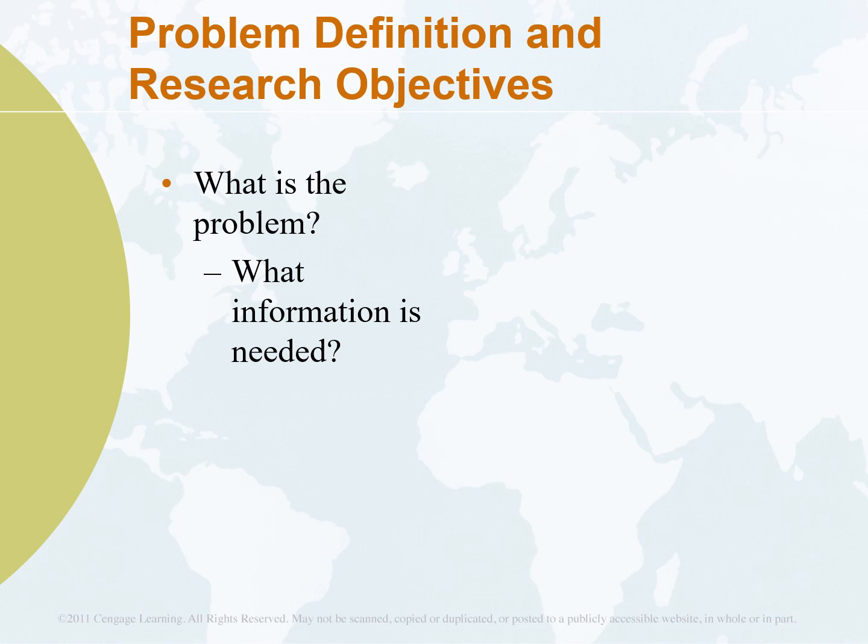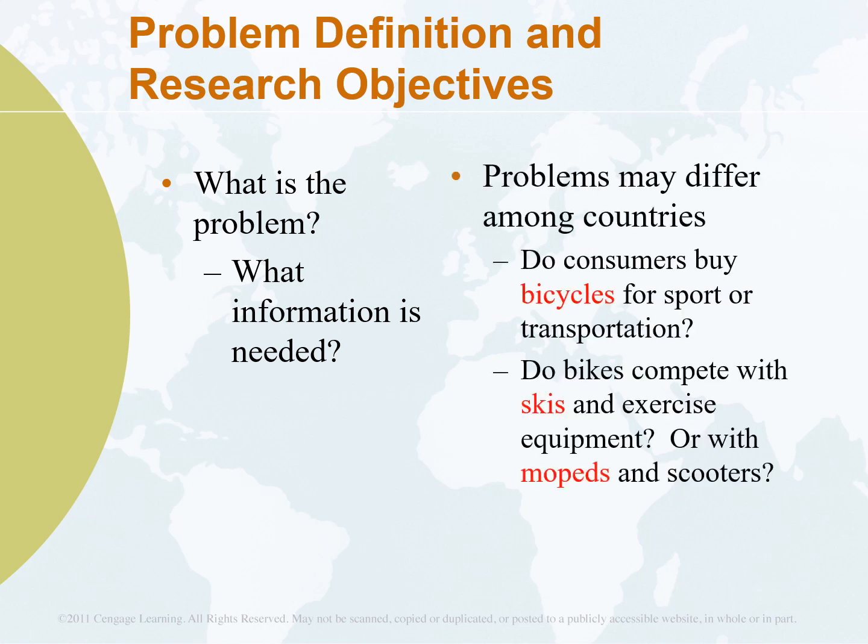And let's first talk about problem definition and research objectives. What is the problem? What information is needed? Sometimes the problems may differ among countries. The problems themselves are different from country to country. For example, in this country, we mostly use bicycles as a recreational tool, right? Exercise is a recreational tool, right? But that may not be the case in other countries.